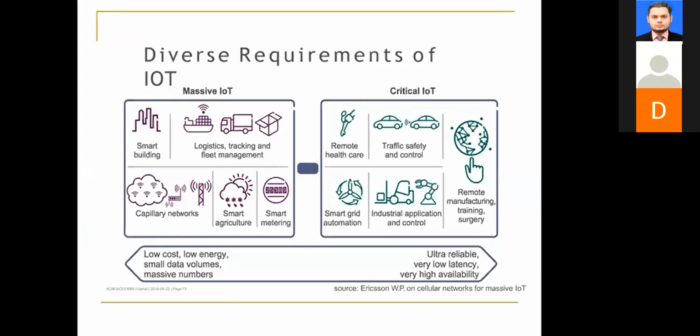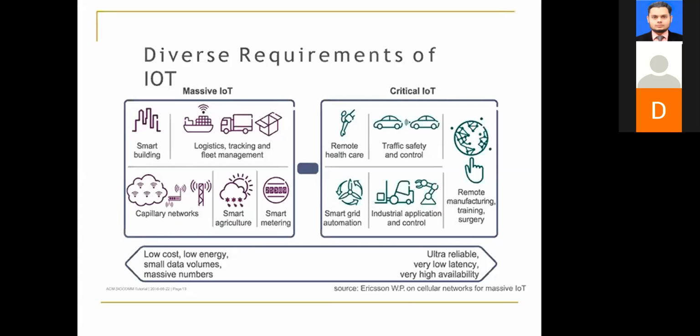This is one of the important slides of today's lecture. If you want, you can save this as a screenshot, and it covers a lot of different things about 5G and IoT. The diverse requirements of IoT are divided into two components, massive IoT and critical IoT. What is the difference between massive and critical IoT?